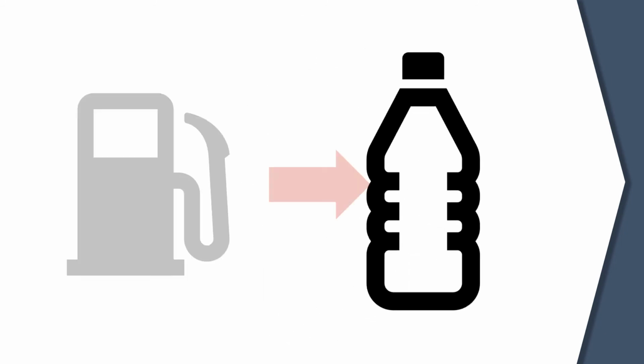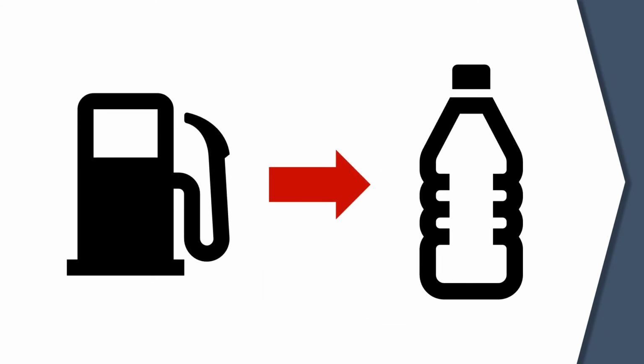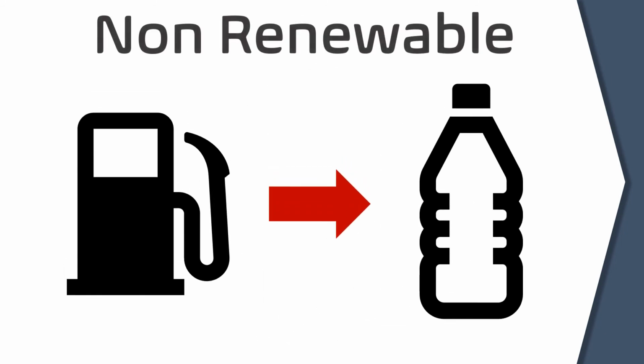Plastics are a really common material in our society. If you don't know, plastic comes from oil. As oil is a finite material and will eventually run out, we would consider plastic a non-renewable material.